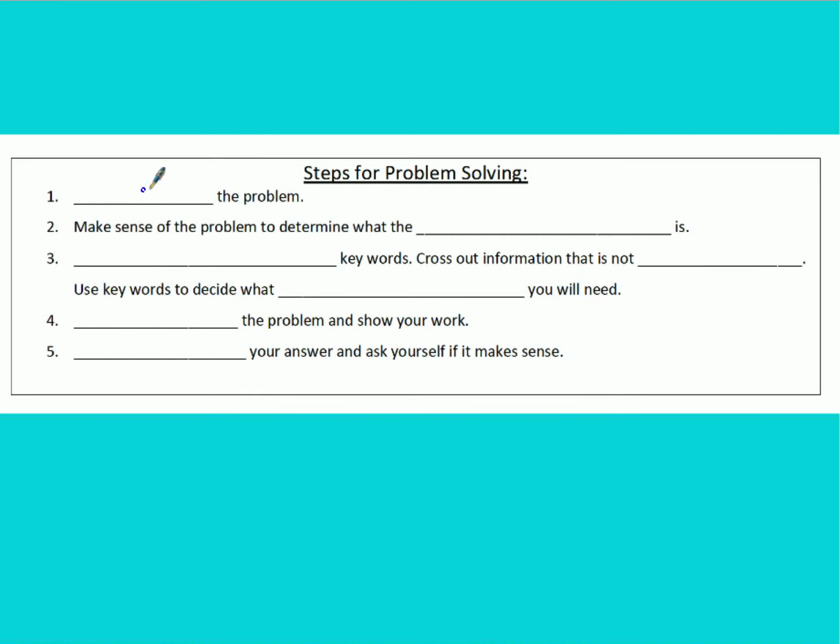So the first thing you want to do with every word problem is read the problem, of course. Don't look at it, get scared of all the words and say, I don't know what to do. Read the problem first. Once you've read the problem, you want to make sense of it to figure out what the question is. So reread the problem, make sure you understand what the question's really asking you to figure out. If you don't understand what the question's asking you to do, of course you're not going to know how to solve it. So try to make sense of what it's telling you and what it wants you to figure out.